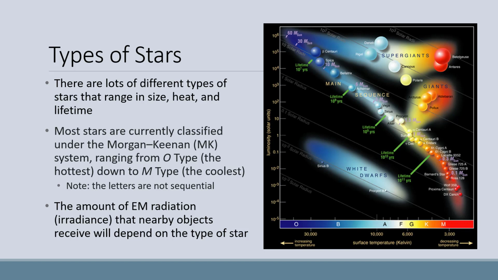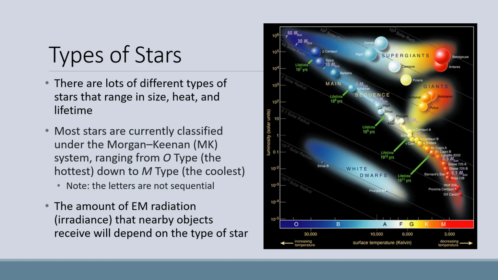On this diagram, hot and bright stars are in the upper left-hand corner, and cool and dim stars are in the lower right-hand corner. You can see there are some cool but bright stars, termed giants, and some hot but dim stars, termed white dwarfs. Most of the stars, including our Sun, follow the main line. Our Sun is a G-type star, and you can see it in there.